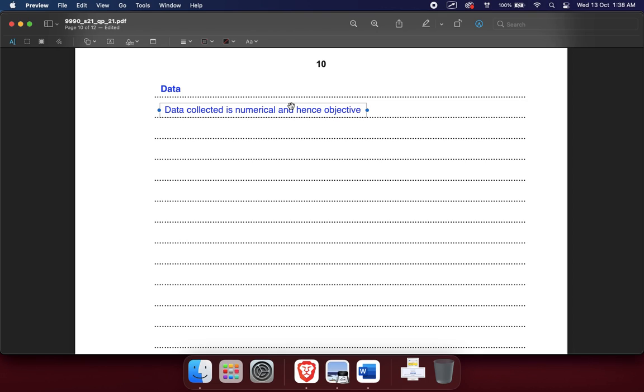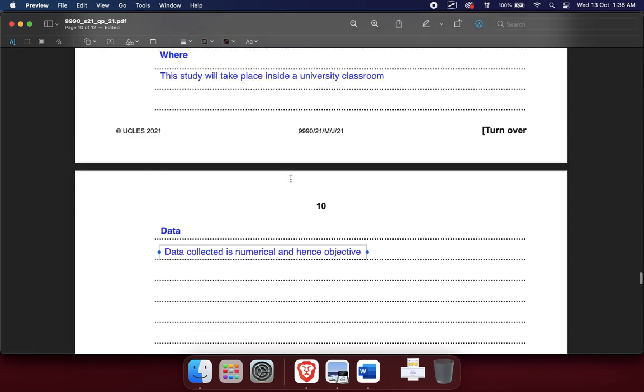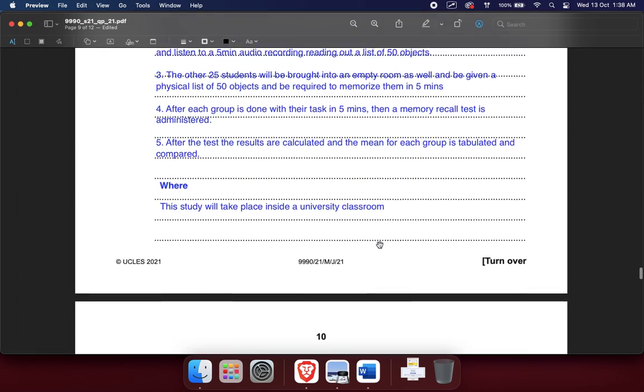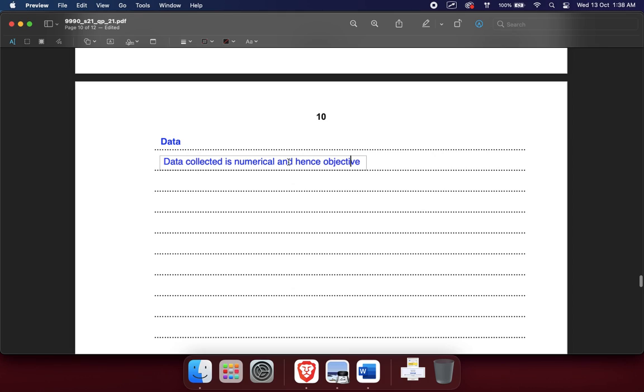Okay, the data collected is numerical and hence objective. What are we collecting? Basically, how many words they get correct, right? So, how many words participants recalled accurately.